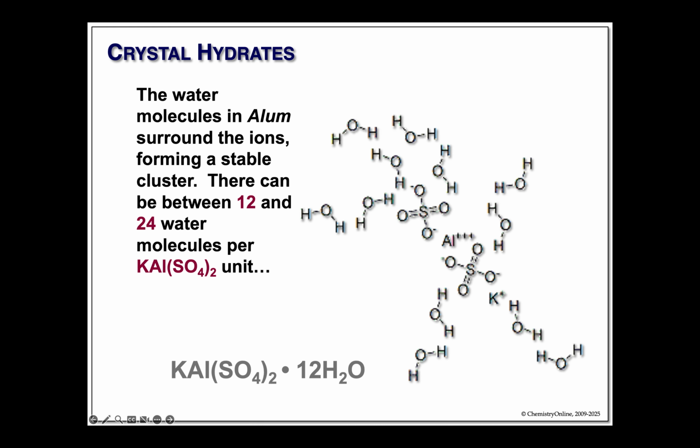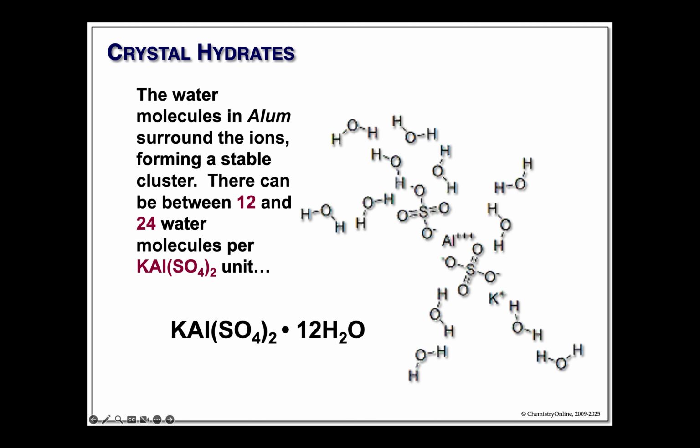This is based on the X-ray structure. We have potassium here, aluminum, and then we have 2 sulfates. Surrounding all of this, we have 12 waters. And as we know now, water is a very polar molecule. It orients itself around the ions and gives us a very stable crystal.